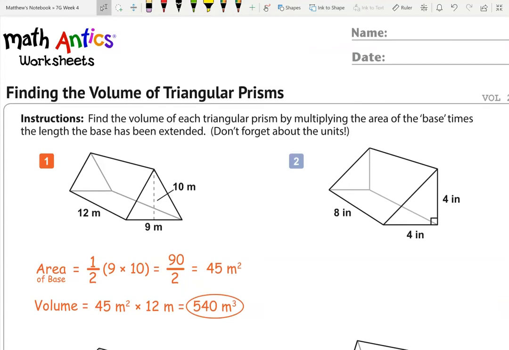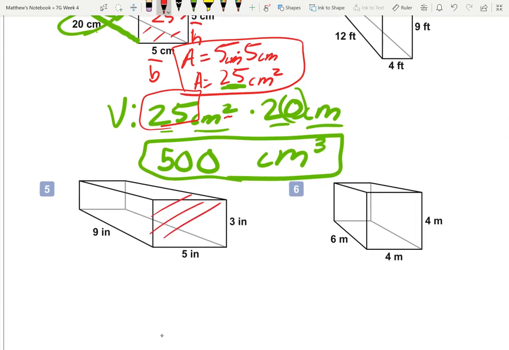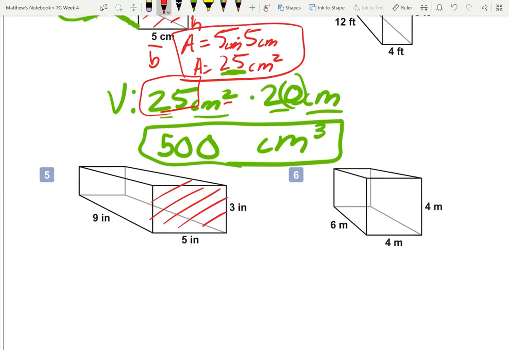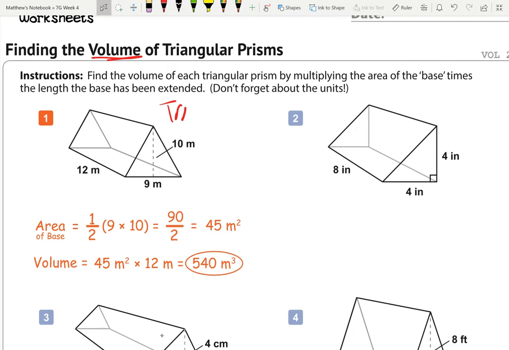All right, so now we're finding the volume of triangular prisms. And just like we did up above, we're going to need to first find the area of the main shape. In this case, we found the area of squares and rectangles by multiplying the base times the height. But now we're working with triangles, and the area for a triangle is the base times the height divided by 2, because a triangle is half the area of a square or rectangle.